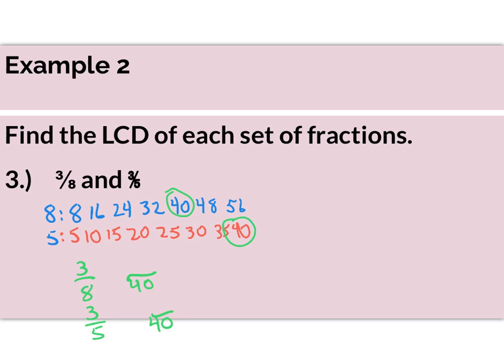So we would have to do something to both of these fractions to make 8 go to 40 and 5 go to 40. And we'll talk about that when we get to adding and subtracting fractions. So these are 2 examples. Work on the practice problems, and I'll talk to you at the end of this video.